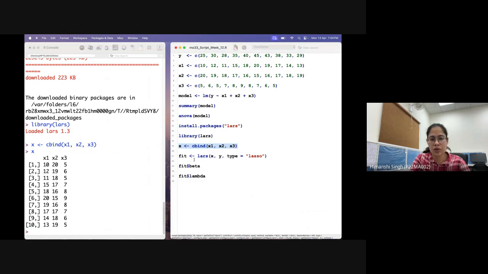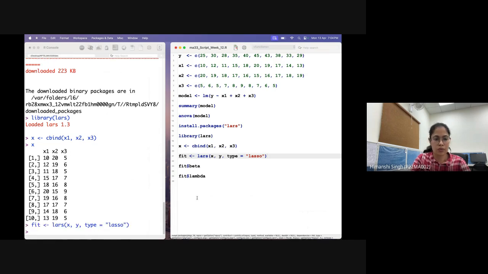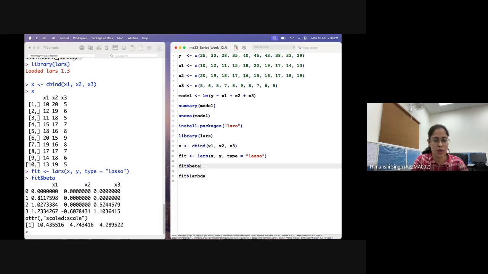Further, I will use this command LARS x comma y, type equals lasso, and store those values in fit. Now if I write fit dollar beta, it will give us the values of the estimates. Here I again got this matrix kind of thing. The zeroth row we will not be considering here.